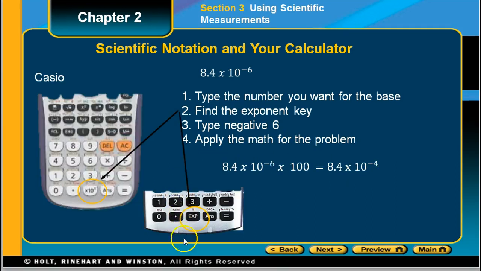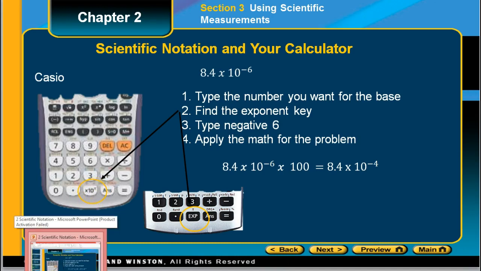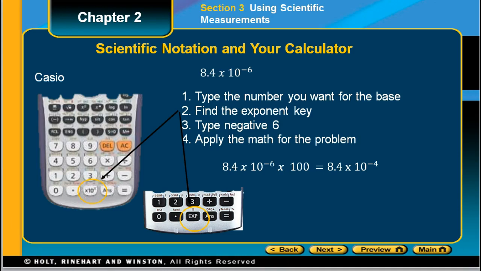There are other calculators. If you have a Casio, you're going to look for either these EXP down here, usually on the bottom row, or you might see times 10 to the n or something, and that is what you'll hit instead of times 10 or anything like that. So you would type in the 8.4, the EXP button, whichever one it is on your calculator, negative 6, and then times 100 to get your 8.4 times 10 to the negative 4th. All right, so you have multiple different versions of the keystrokes depending on which calculator you have.